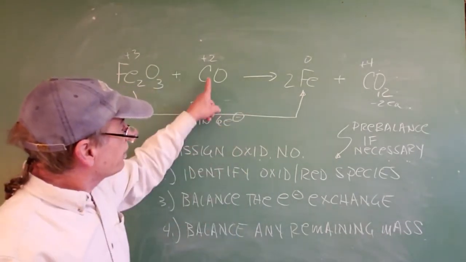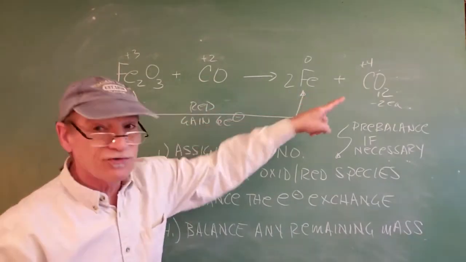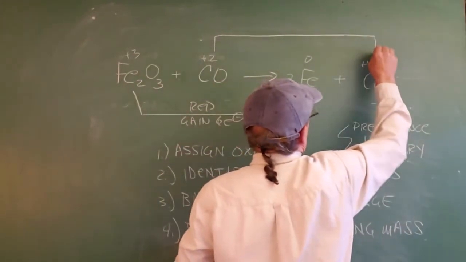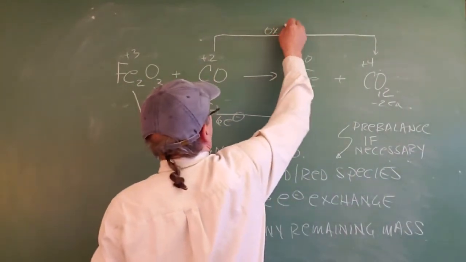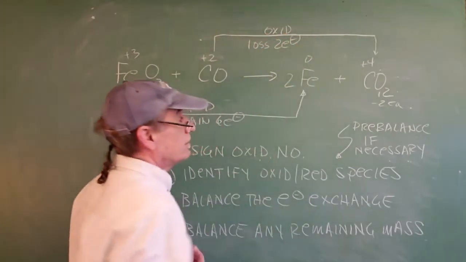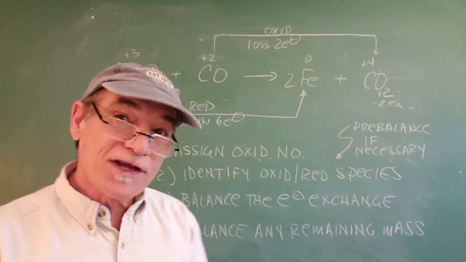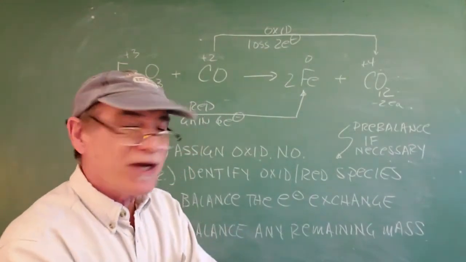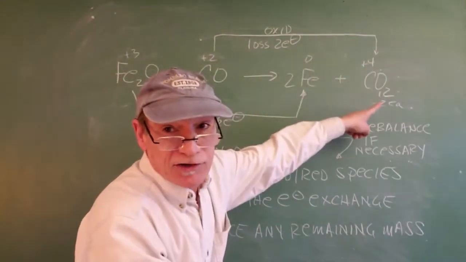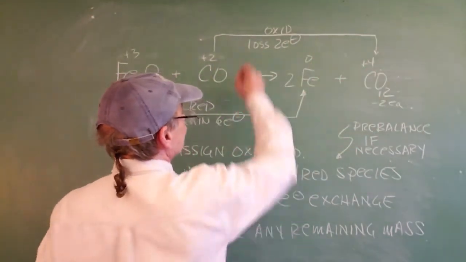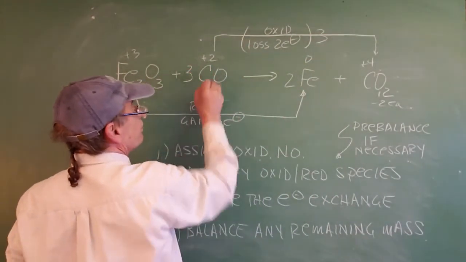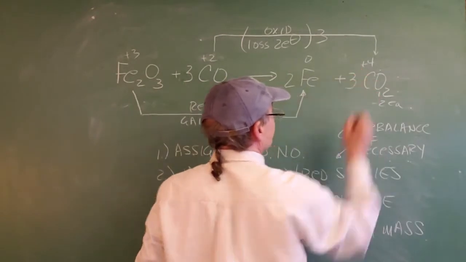On the other hand, the carbon went from +2 to +4. This is my oxidation. I'm going to draw arrows up here and say, all right, well, that's an oxidation with a loss of 2. Well, the rule says that the number of electrons lost should equal the number gained. So apparently, I need to resolve this by tripling the oxidation half reaction. All right, well, if I triple that, that simply means that I need to put a 3 in front of the carbon monoxide and a 3 in front of the CO2.